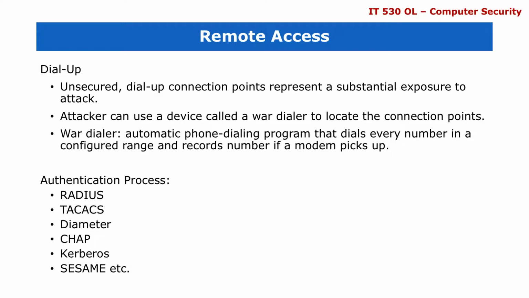Then we have SESAME, which is the Secure European System for Applications in a Multi-vendor Environment. It's very similar to Kerberos. Same as Kerberos, the user first needs to be authenticated to a server and then they receive a token, and then the token is presented to a privilege attribute server basically as proof of identity to gain a privilege attribute certificate.